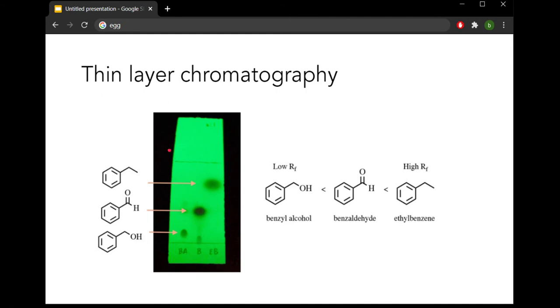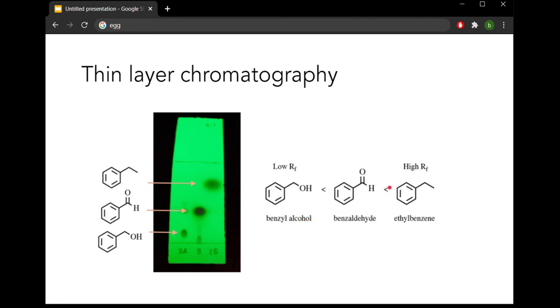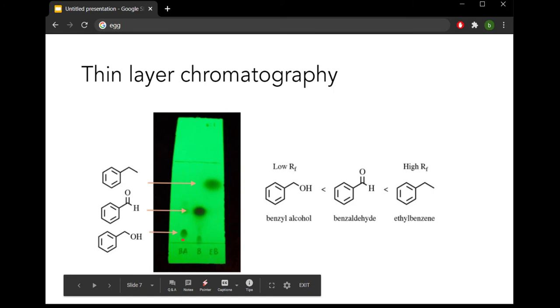So this can also be extended to calculating RFs, retardation factors, because the ones that are the most polar, in this case, oh, sorry, this is wrong. Ignore the low and high RF. I got that off the internet. Benzyl alcohol actually has the, oh no, it's correct. Sorry. Benzyl alcohol has the lowest RF because it's traveled the smallest distance. Benzaldehyde traveled the medium distance, so it has middle RF, and ethyl benzene has the highest RF, right?